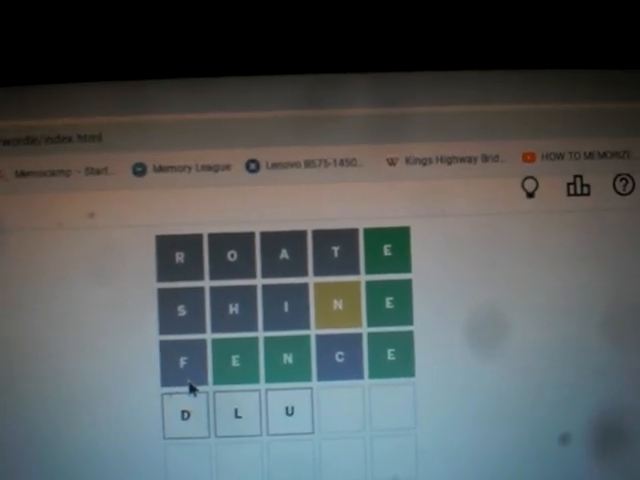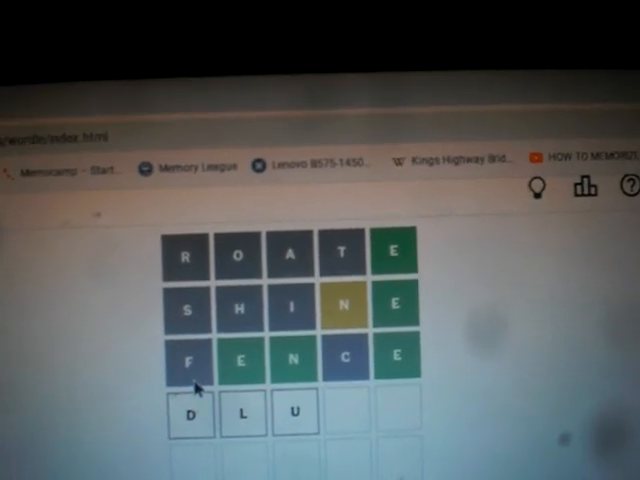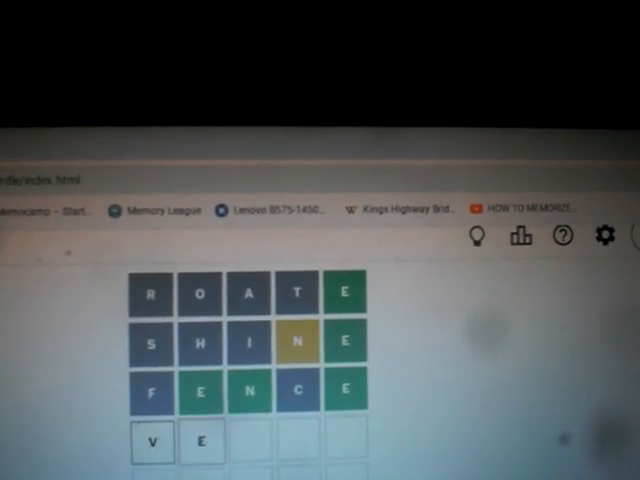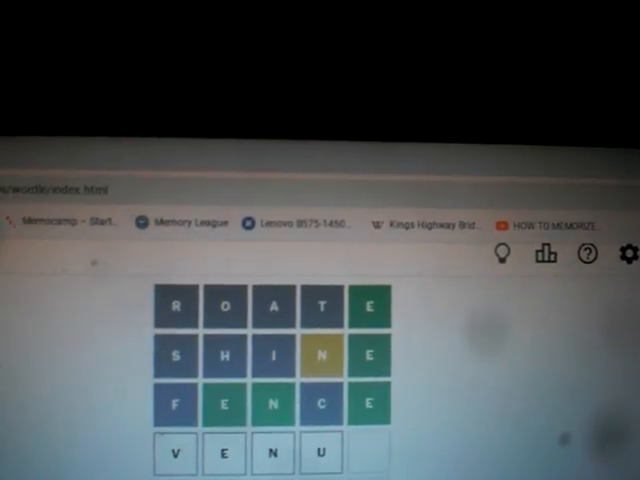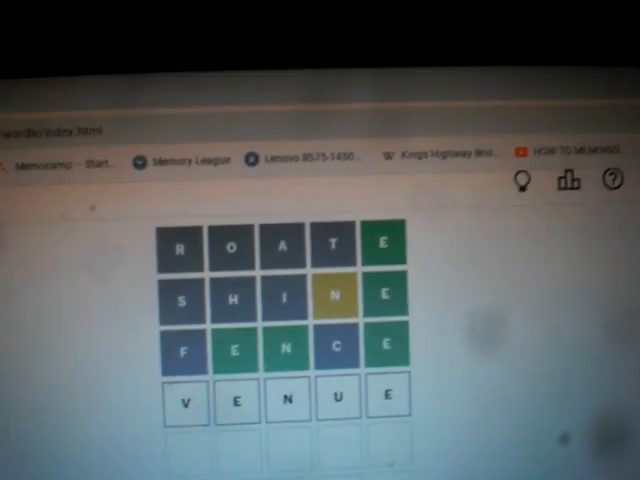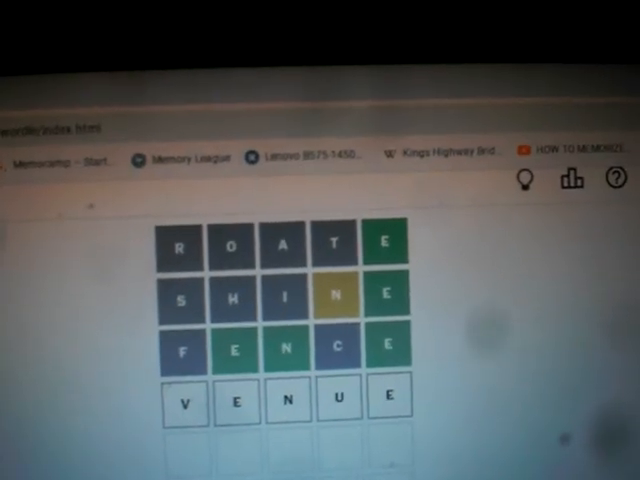A, B, C, D, E, F, G, H, I, J, K, L, M, N, O, P, Q, R, S, T, U, V, W, X. I think it's venue. Rush, the Canadian band Rush, is playing at your favorite venue for only $17,000 per ticket. I spent $9 back in the 80s. And there it is.